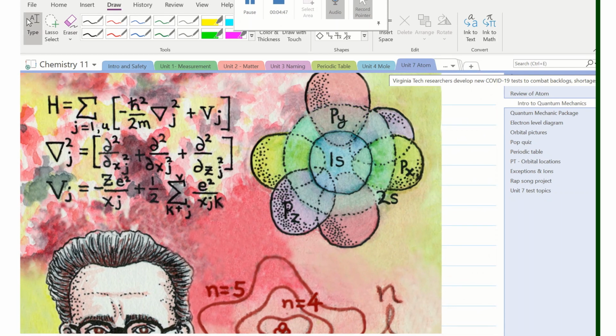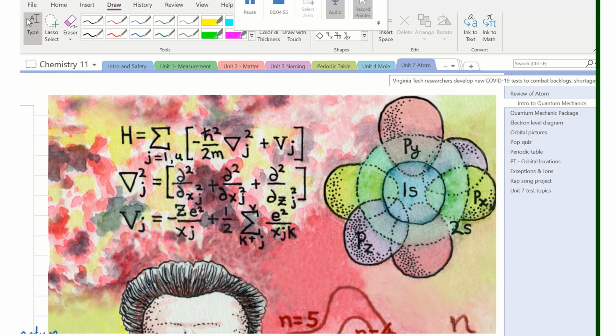Orbitals are three-dimensional spaces that have the highest probability, based on really complicated equations calculated by Schrödinger, of locating the electrons. He found out that it is in these regions that you can find the electrons.